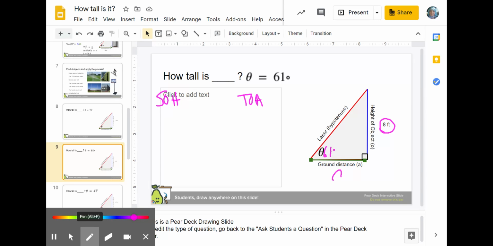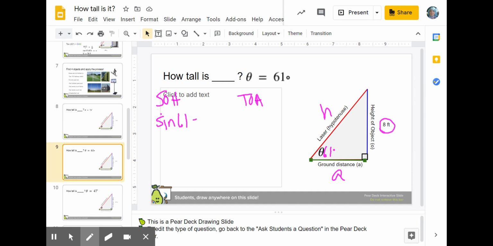So I want to find A and I want to find H. So how do I set this up? What do I put next to sine? Sine 61 equals O over H. So 8 over H. And what do I do when the H is on the bottom? Can I switch them?